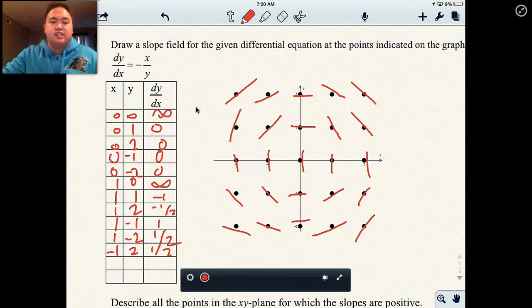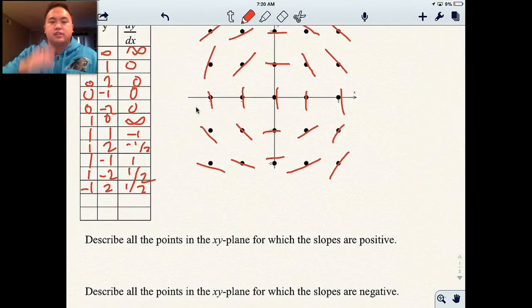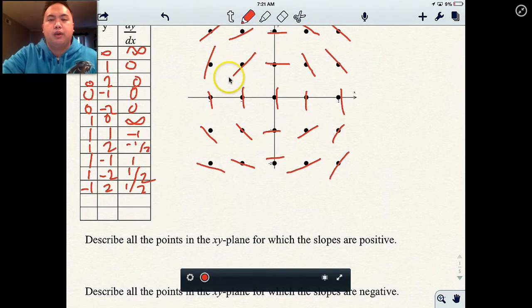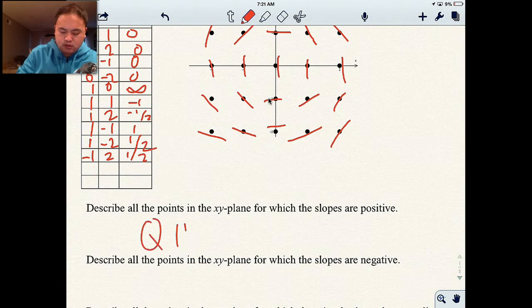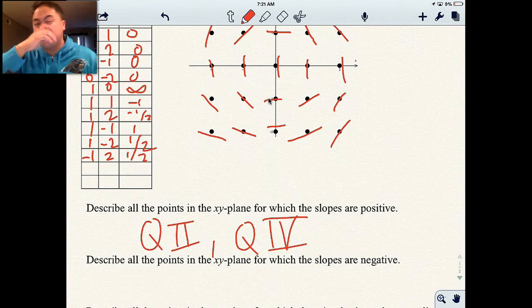Then the question asks at the bottom, it says, describe where all the points where all the slopes are positive. Well, you notice that all my positive points are here, right? And down here, all my positive slopes are in the second and fourth quadrants. And sometimes it's not like that. Sometimes it's not going to be just a quadrant. Sometimes it's going to be like a group. You just have to explain which groups are.